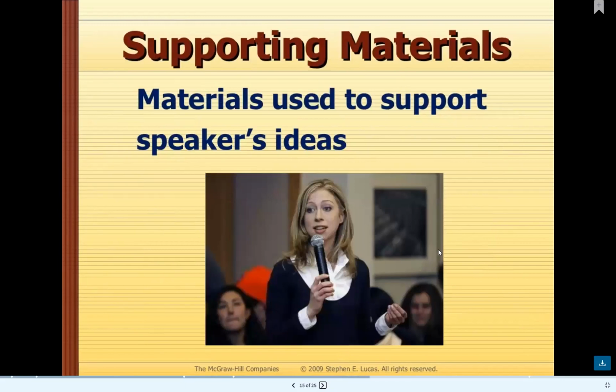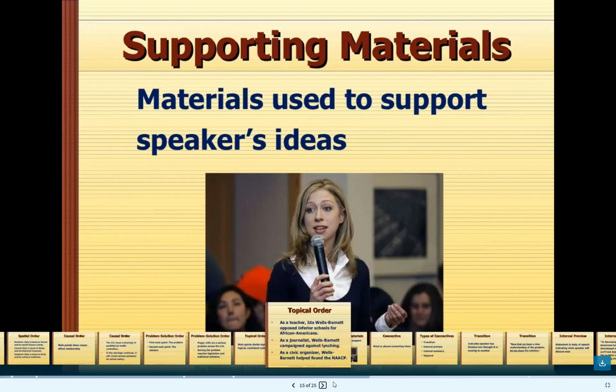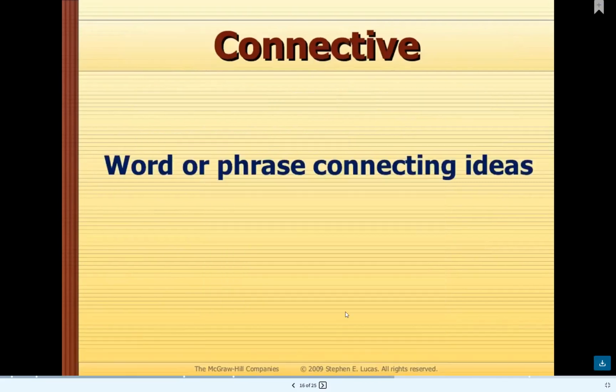Now, which is the most important thing, when we have all the points organized, we need to make sure that all the points are properly given supporting material. Supporting materials are used to support the speaker's idea. Whatever the points that I'm trying to prove, I need supporting material as proof of whatever I'm saying. So moving on to the next one.